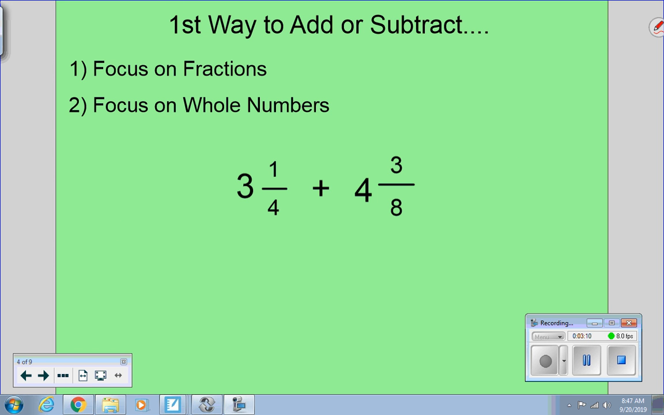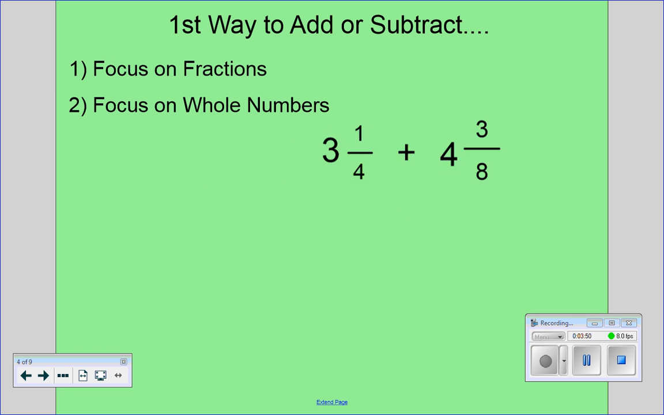Alright, so this is the first way to add or subtract mixed numbers. In your notebook, I would write first way to add or subtract. I'm going to show you two ways. After this, you can choose what you want to do. I'm actually going to leave that open. The first way, and I actually like this way because sometimes I think making improper fractions gets to be long and ridiculous. So I usually will do it this way.